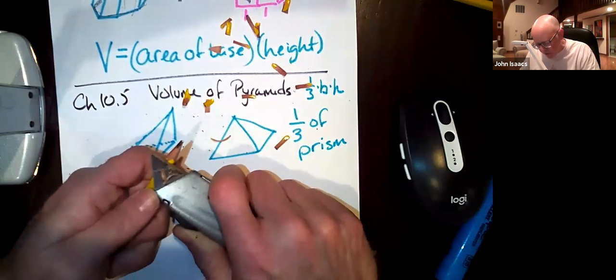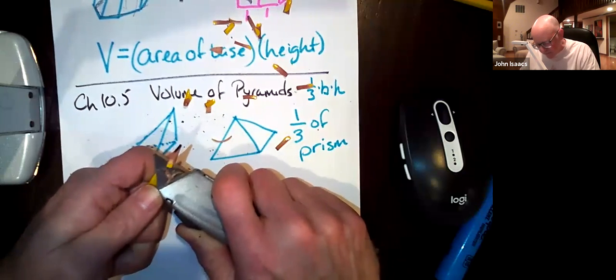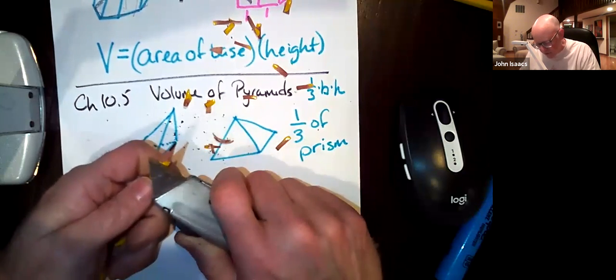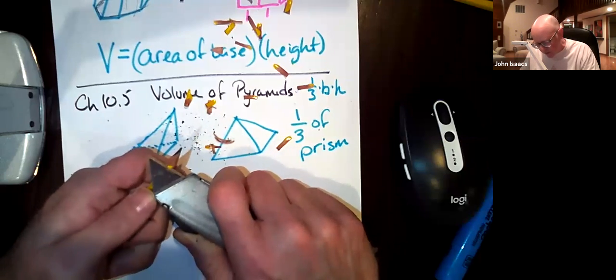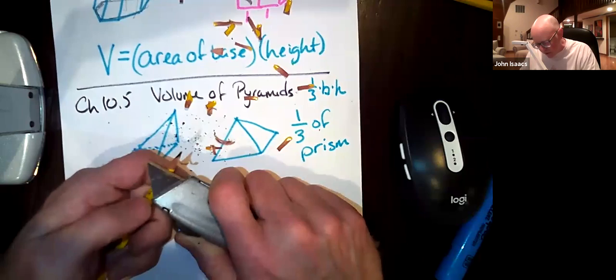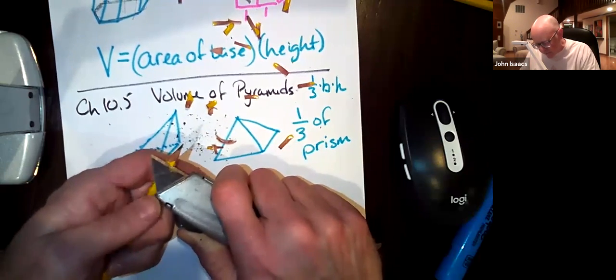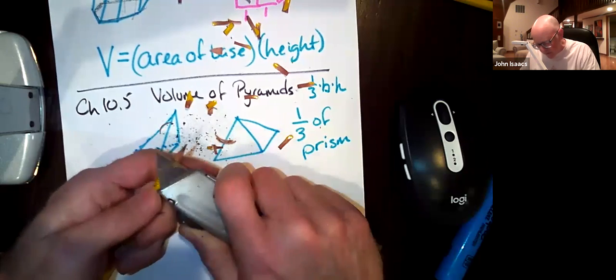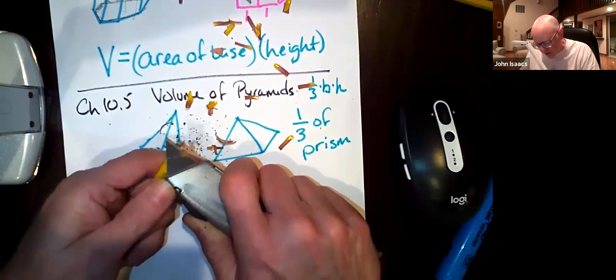Now notice I've cut quite a bit of material off. Of course, this won't be perfect because I'm not getting perfect sides. I'm not getting a perfect point. Not doing too badly, though. Trying to leave the height exactly the same as it was. I'm trying not to cut the tip off.